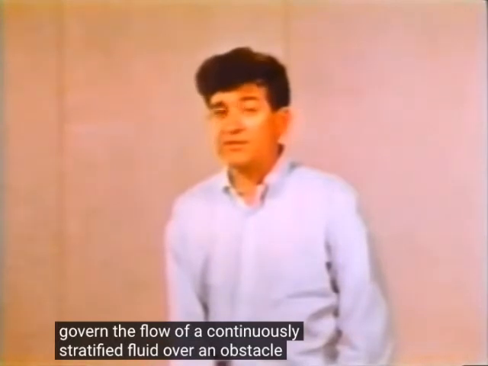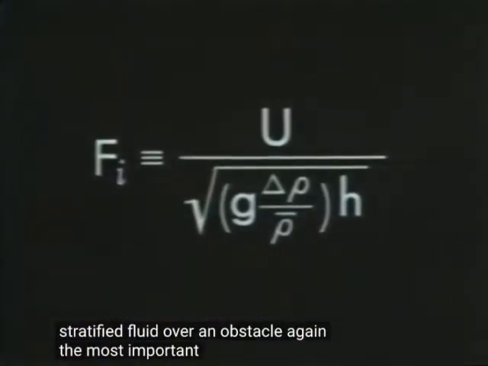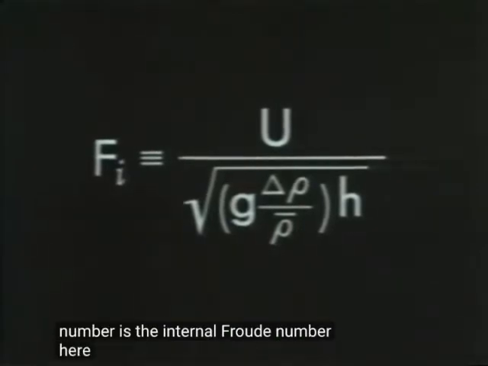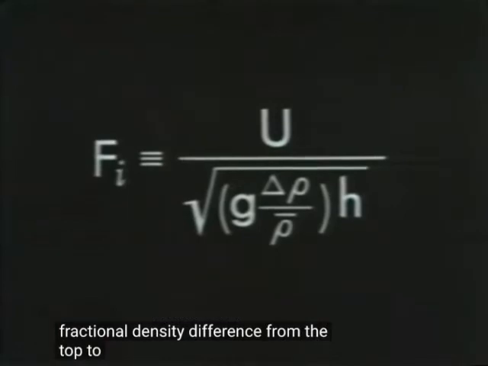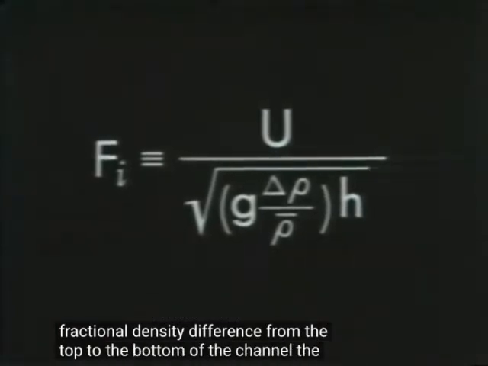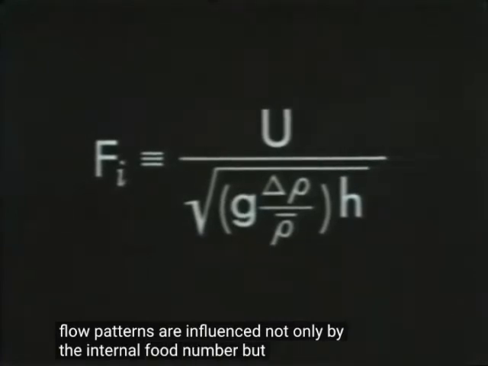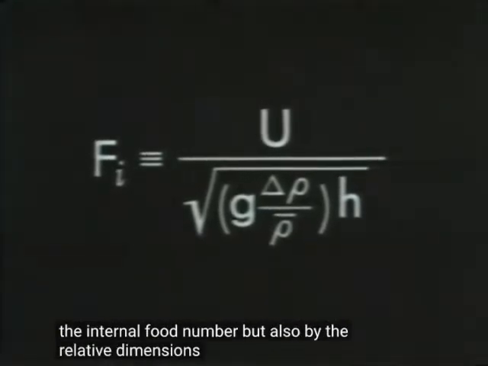Before we see experimental examples, let's consider the parameters which govern the flow of a continuously stratified fluid over an obstacle. Again, the most important non-dimensional number is the internal fluid number. Here, delta rho over rho bar is the fractional density difference from the top to the bottom of the channel. The flow patterns are influenced not only by the internal fluid number, but also by the relative dimensions of the obstacle.